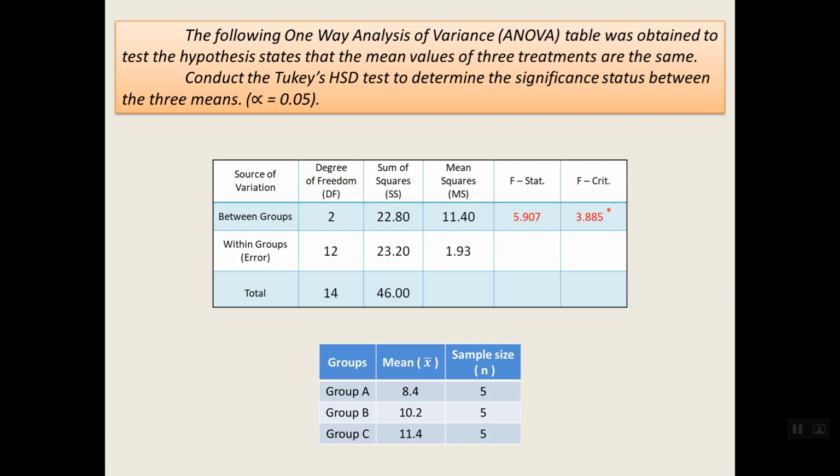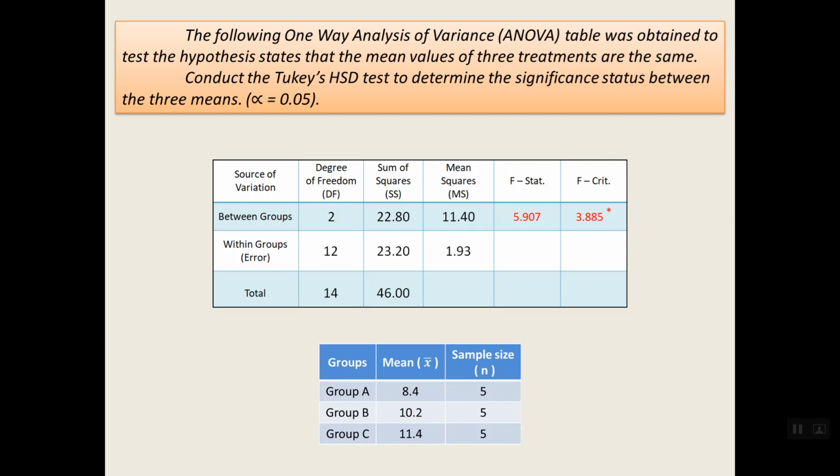This is the question that I will handle in order to compute and understand all the procedures for the Tukey's HSD procedure. What we have here in the middle is the one-way ANOVA table, and all the needed records have been computed inside this table.